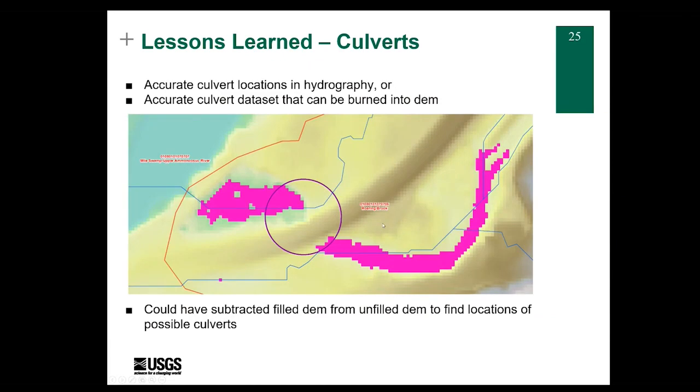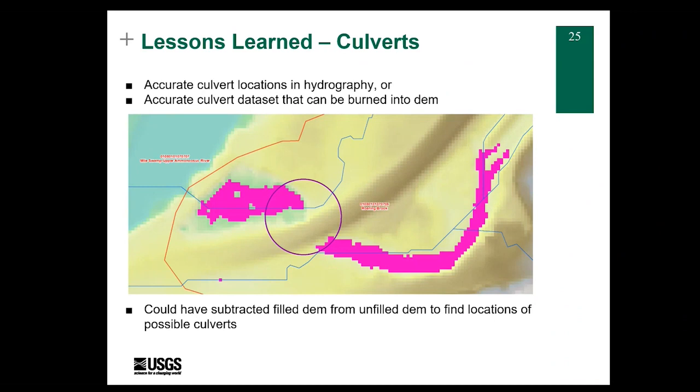Even in areas that are not heavily urbanized, humans still have an impact on the landscape and on the hydrography. Accurate culvert locations are very important, especially when creating densified hydrography and catchments. Either the inclusion of culverts in the hydrography or at a minimum a culvert data set that could be used to burn into the DEM alongside the hydrography would have improved this process.